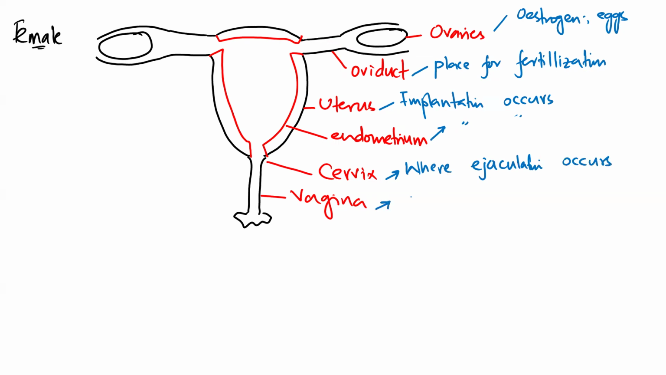Vagina has two works. One is it's the birth canal. This is through which birth occurs. And also this is called site of intercourse.